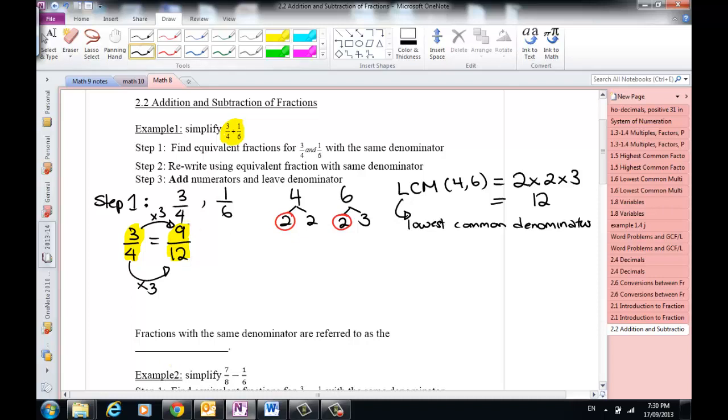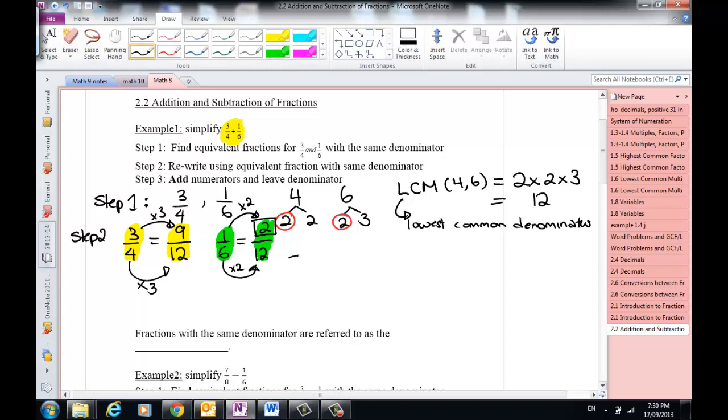Now I have to do the same thing with 1/6. How can I make 1/6 have a denominator of 12? Notice that to get from 6 to 12, I would multiply by 2. And to get from 1 to whatever, I'm also going to multiply by 2. Whatever I do to the top, I do to the bottom. And therefore, I have 2 here. So my 1/6 can now be rewritten as 2/12. Alright, sorry, this was step 2.